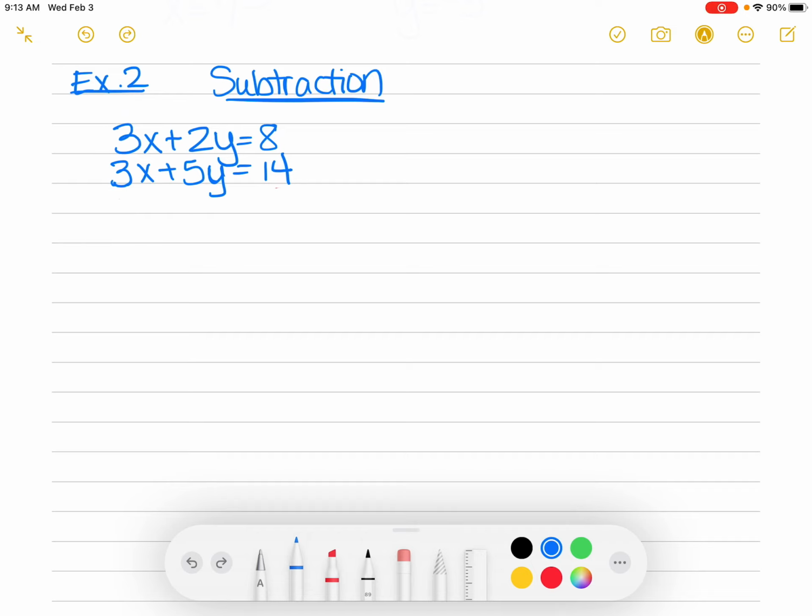Okay, so let's subtract everything on the bottom. So I'm going to put minus signs or negative signs, they're the same thing, right? All the way across the bottom. So I have minus, negative, negative. Okay, and so now I get 0x here. That's nothing, I'm not going to write it down. And here I get -3y. And here I get -6. Then I divide by -3, and I get y equals 2.